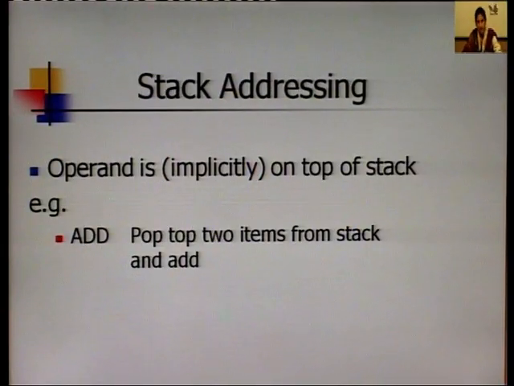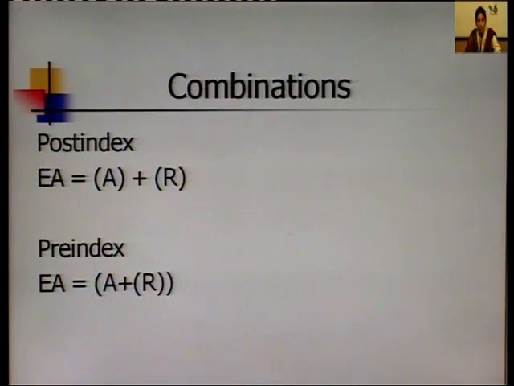Next we will study stack addressing. As we have already studied, a stack is a list of elements in which we can perform operations on the top of the stack: we can remove items from the top and insert items on the top. Operands are on the top of the stack. For example, add pops the top two items from the stack and adds them. It means if we perform an add operation on the stack, we take the top two values from the stack and perform the operation on those elements. Pop means removing elements from the stack, and push means adding an element to the stack.